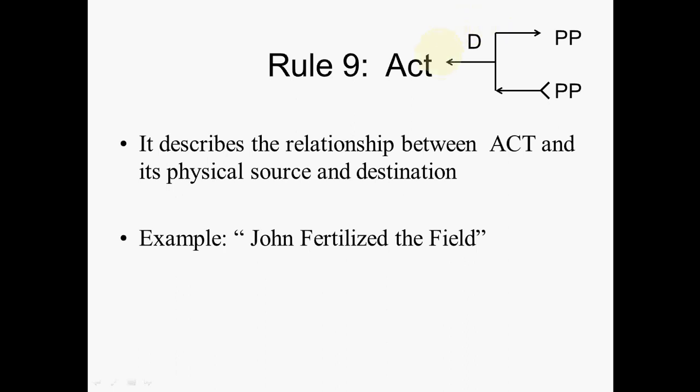Rule 9 is basically a destination relation, that is, from PP here is the source and the PP over here is the destination. So basically for an act, rule number 9 specifies which is the source object and which is the destination object for the act. D is the destination relation. So it describes the relationship between the act and its physical source and destination.